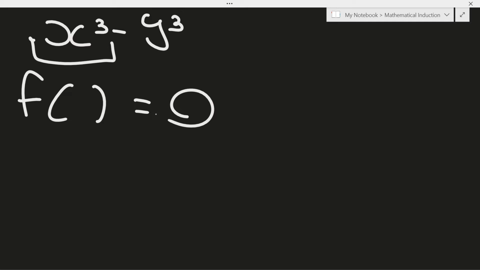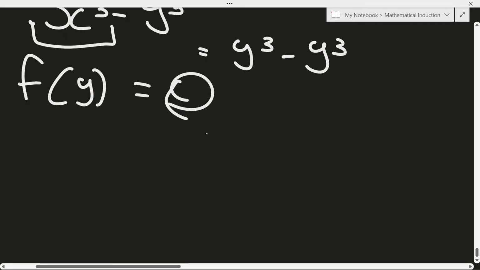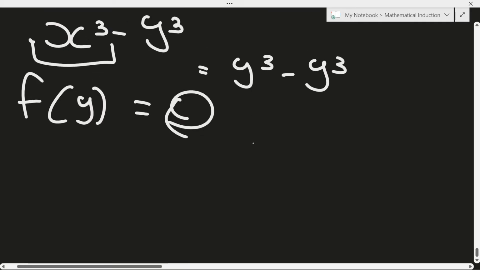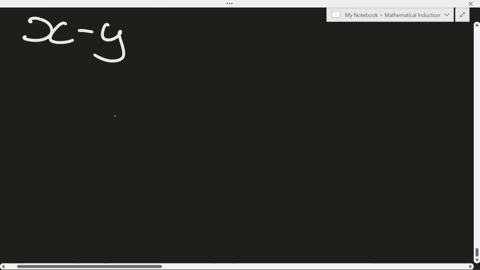But we can factor in y, because f of y would be equal to y cubed minus y cubed, and that's equal to 0, right? Does that make sense? So if y makes it 0, then the real answer must be x minus y. X minus y must be a factor. So now we can use good old-fashioned long division.